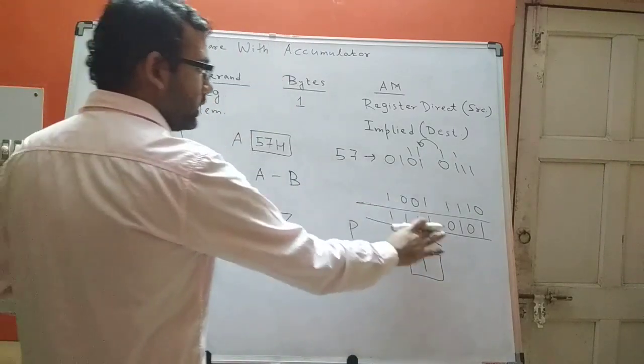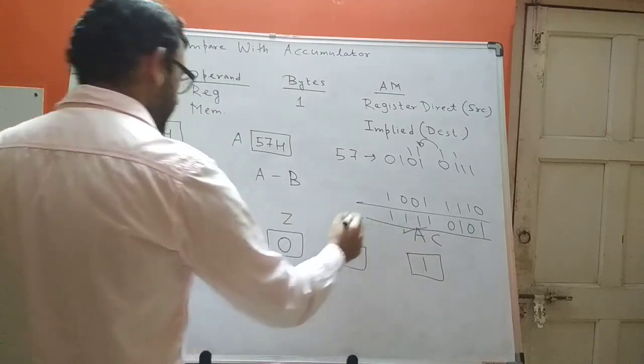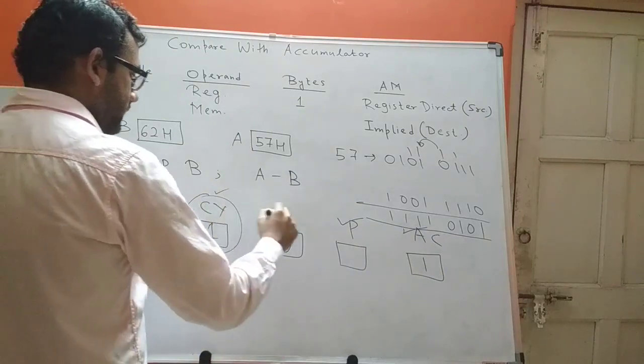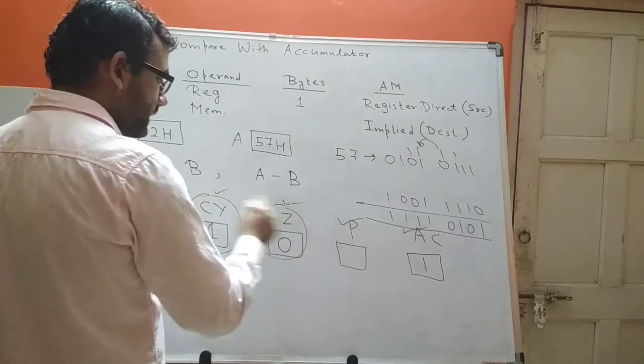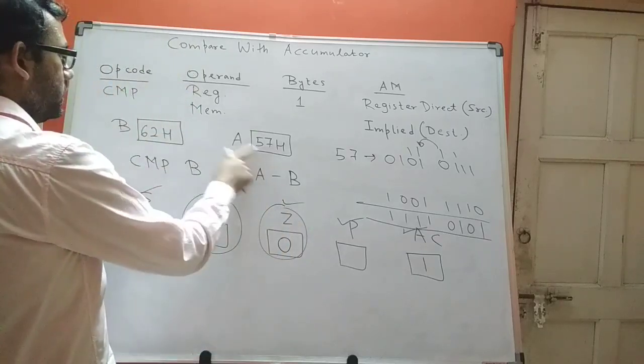So the result of the operation will determine the value of the auxiliary carry flag, the parity flag and the sign flag, but it will not determine the value of the carry or the 0 flag. These are determined separately, depending on the value of the registers.